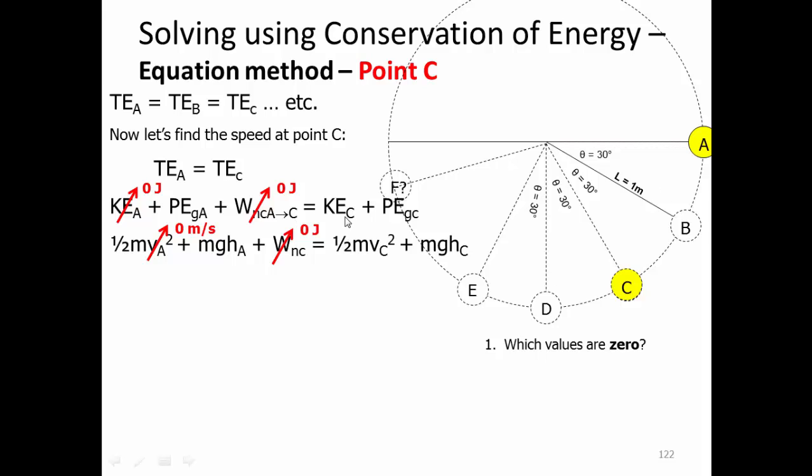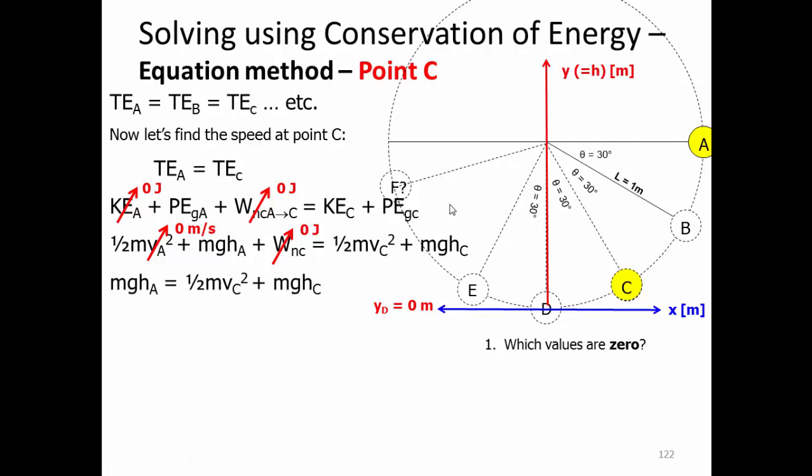Our kinetic energy at point C is non-zero. That's what we're trying to find. And our potential energy at point C, we're not going to be down at zero. If we assume our zero is down here, we have some height here that we'll need to figure out. So that's non-zero, so we can't zero those out. So we're left with 3 terms in our equation.